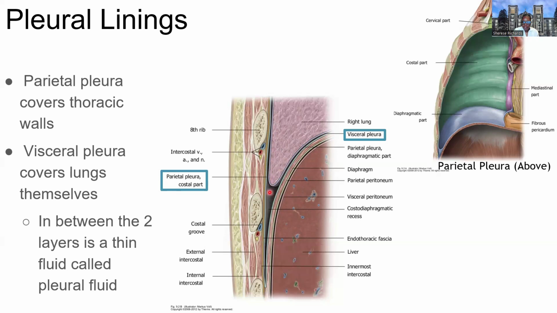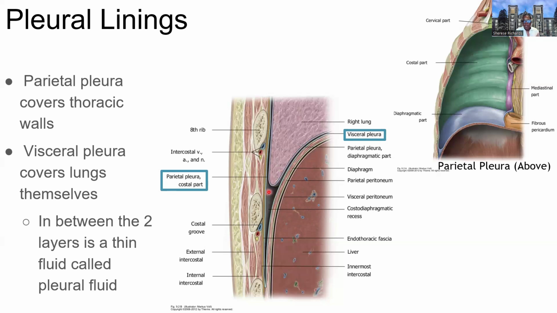So the pleural cavity is the space created between these 2 layers, and it's really a potential space because there's actually a bit of fluid. There's a small thin fluid called the pleural fluid that occupies this space. So there's really not air. There should not be air found in this space because if there is air, that can lead to the collapse of the lung, and that can lead to a positive pressure in the pleural cavity.